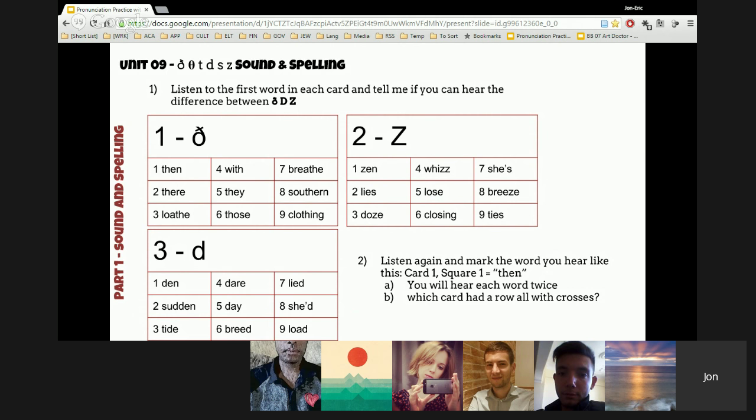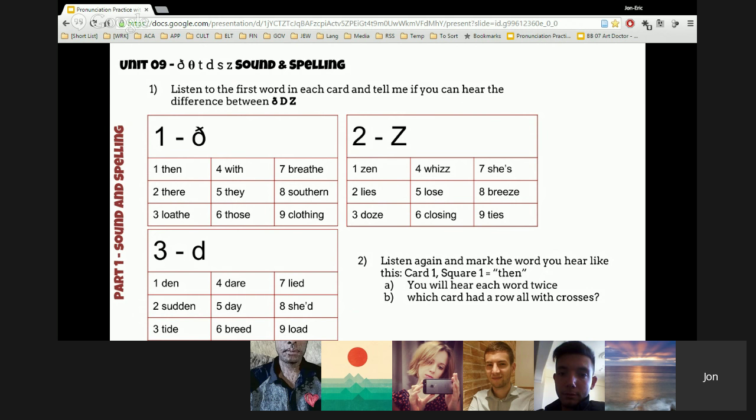So you're going to have to call out things randomly until someone calls out bingo. Okay? So you're going to say, for example, then, southern, sudden, she's, with. By the time you get to with, you've already got 2 crosses across on square 1. When you get to breathe, that means someone should recognize it and call it out. The first person to call it out gets bingo and then will become the new caller. That's the plan.